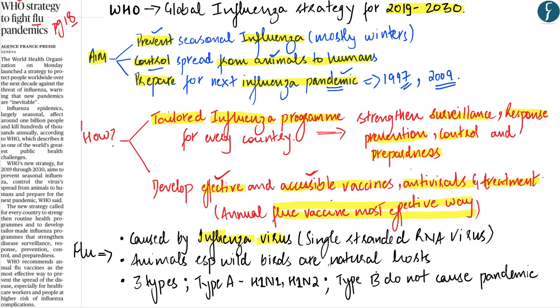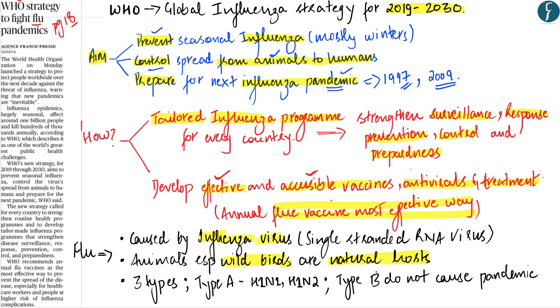This virus can be transmitted by direct contact with infected individuals or even through animals who are its host carriers. So animals, especially the wild birds, are the natural host for the influenza virus. Therefore, controlling the spread of the influenza virus from animals to humans was one of the aims of this global influenza strategy. Next, influenza is caused by three types of RNA viruses, namely influenza type A, B and C.